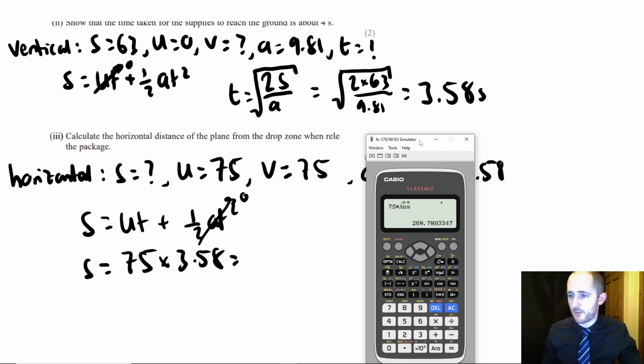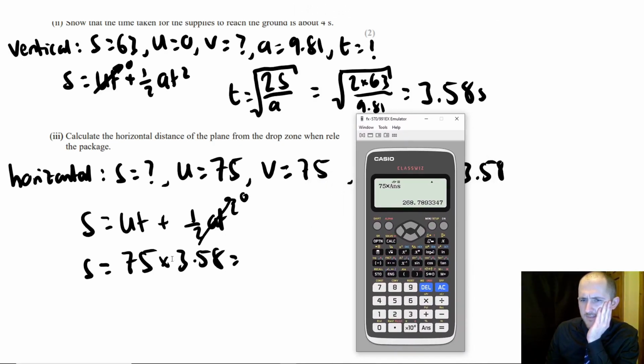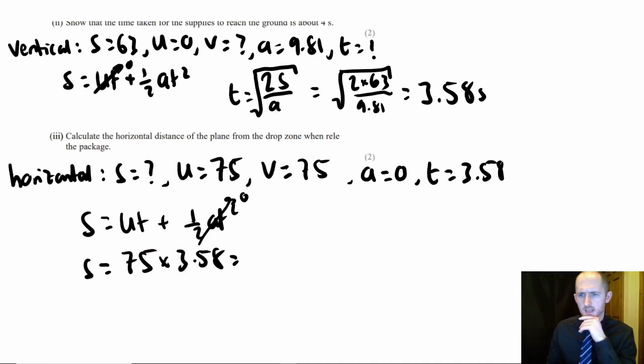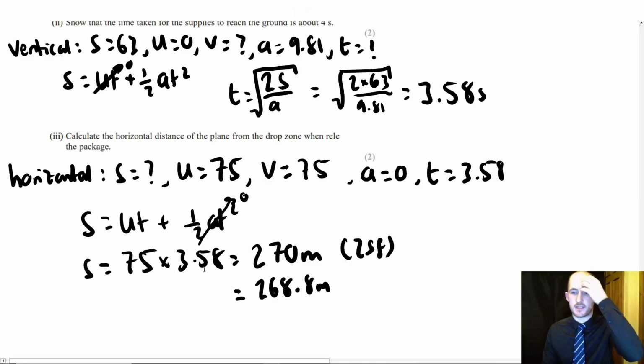268 point... Oh, let's actually have a look, right? So 3 significant figures, 2 significant figures, so we should really say 270 meters. But what I like to do is actually write out a bit more sometimes, so 268.8 meters. So I like to write this one and then write the rounded version so I can get marks either way. Again, unless it specifies, you know, to an appropriate degree of accuracy, you don't technically have to always round. So you can leave it as that.